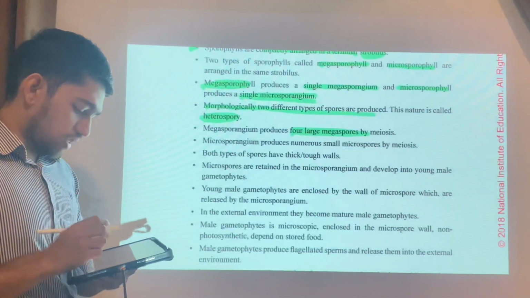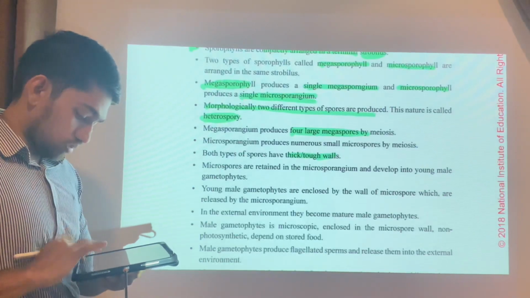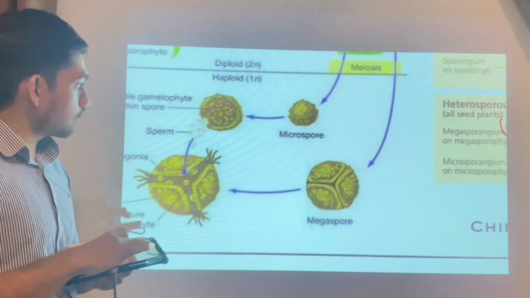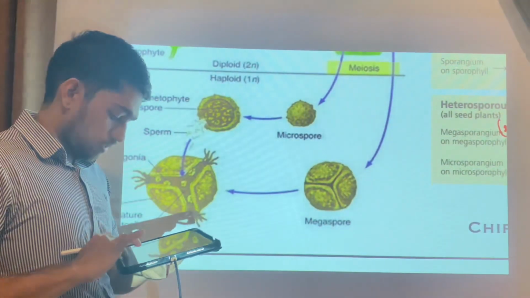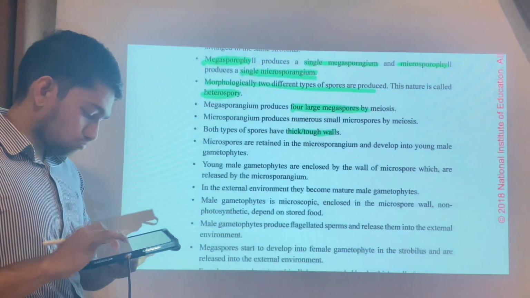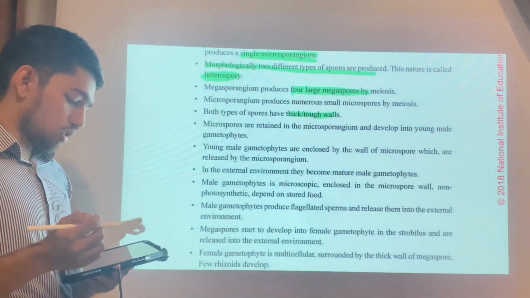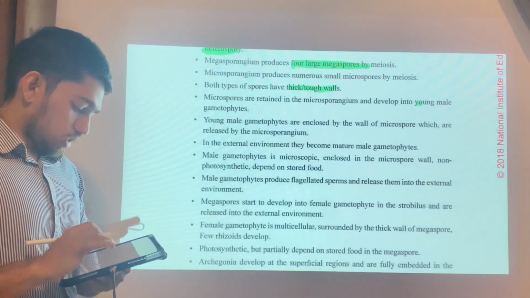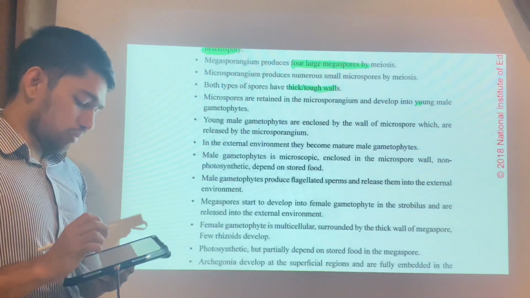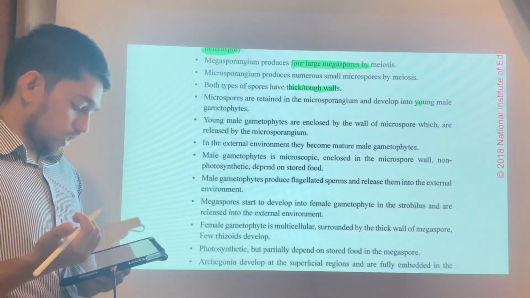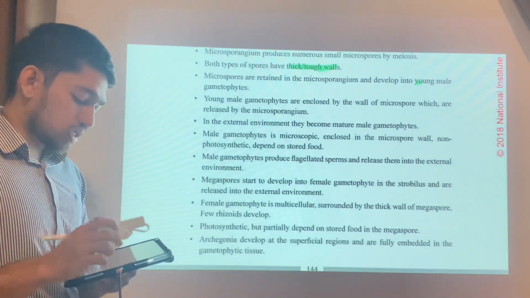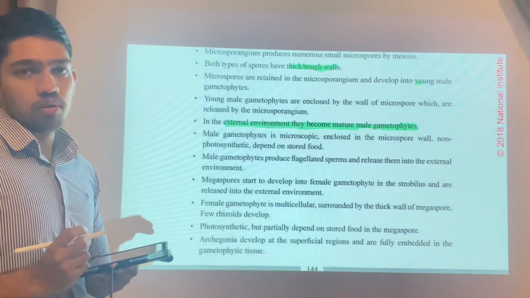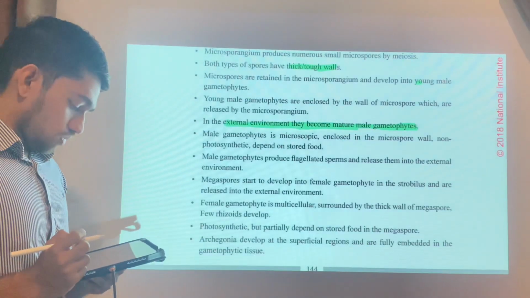Okay. Both types of spores have thick, tough walls, right? Can you see? These are the two types of spores, right? They have thick, tough walls, right? Then microspores are retained within the microsporangium and develop into young male gametophytes. Young male gametophytes are enclosed by the wall of the microspore, then are released to the environment. And in the external environment, important point, only in the external environment they become mature male gametophytes, right?